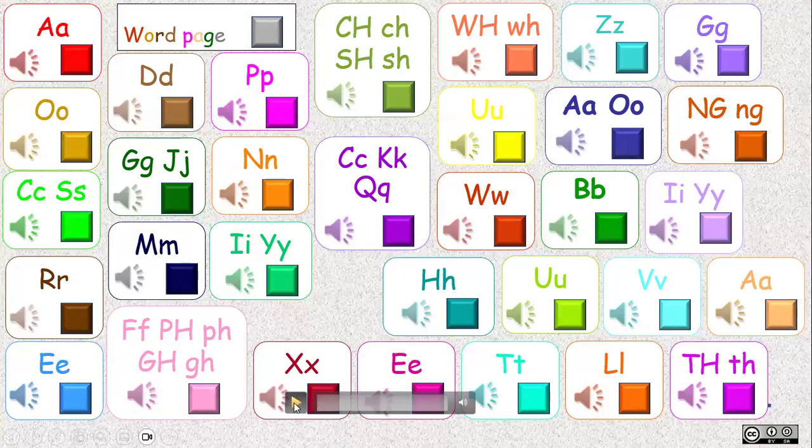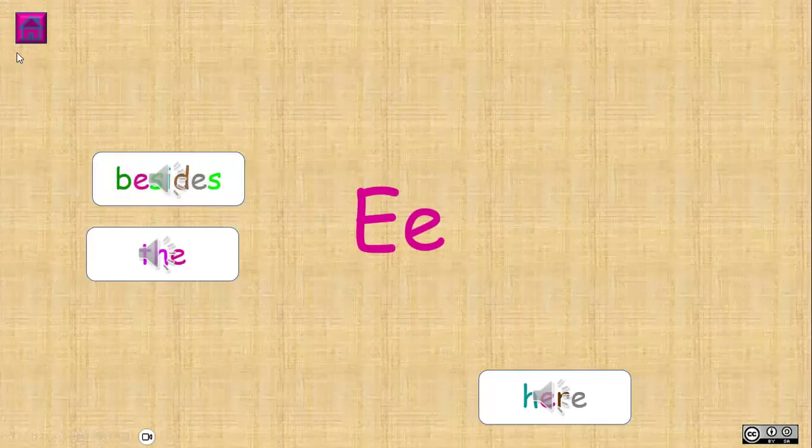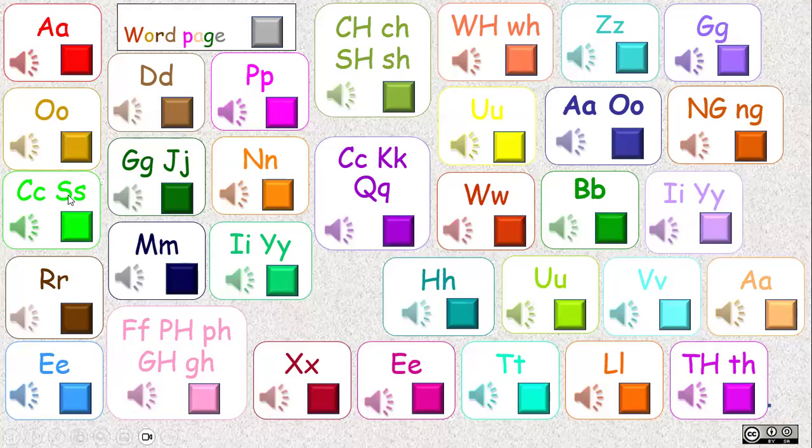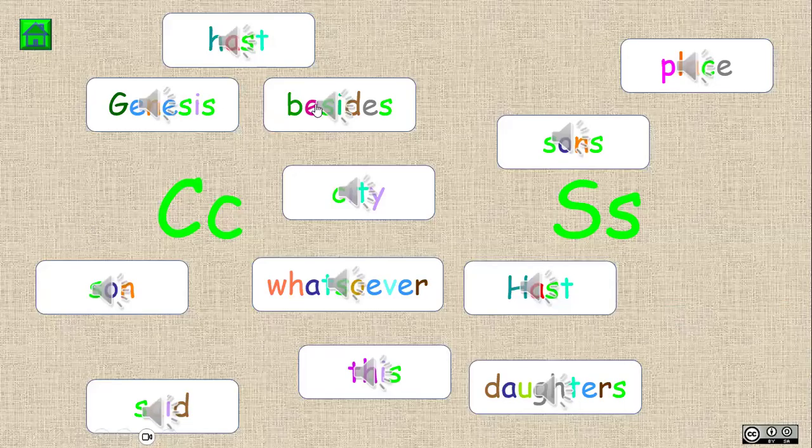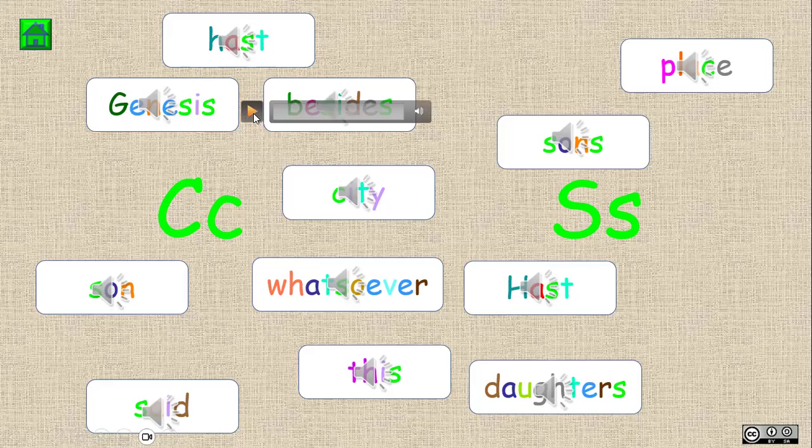Go to the next color. Find it here. It says E. I'm going to go to that page. And we find the word besides. Find the next green sound. It says S. Go to that page. And we find besides.